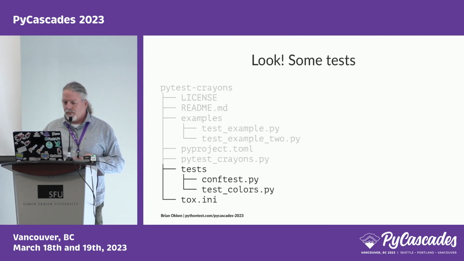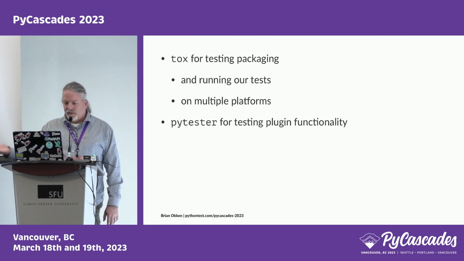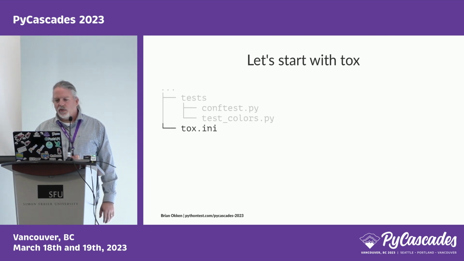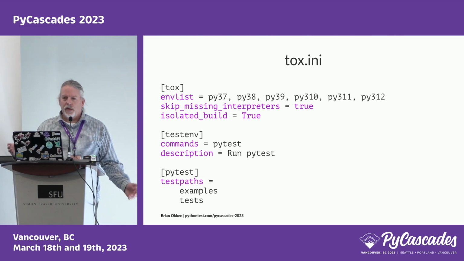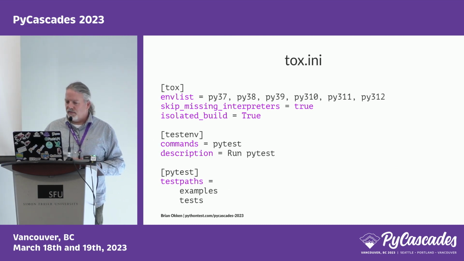Look, some tests. This is what we haven't covered so far. We're going to use tox for testing packaging and running our tests in multiple platforms and multiple Pythons, and use pytester for testing the plugin. So let's start with tox. You could use Nox also. Nox is great. I'm using tox in this example.